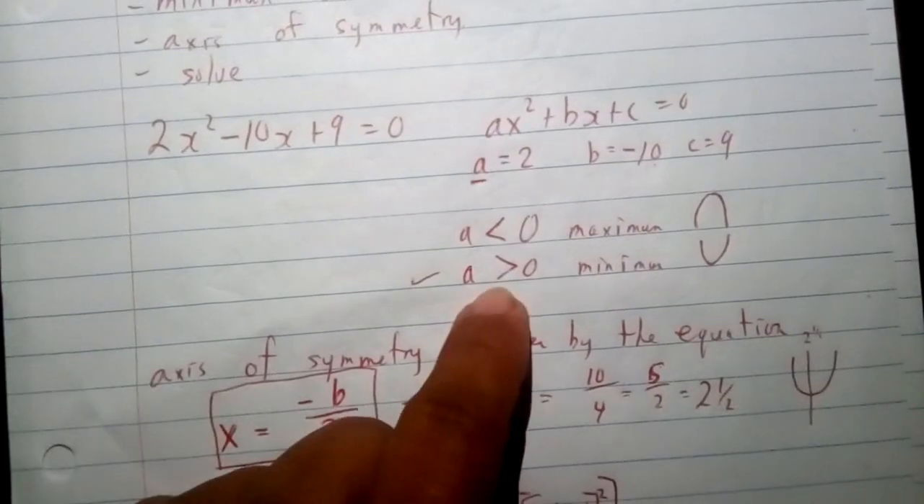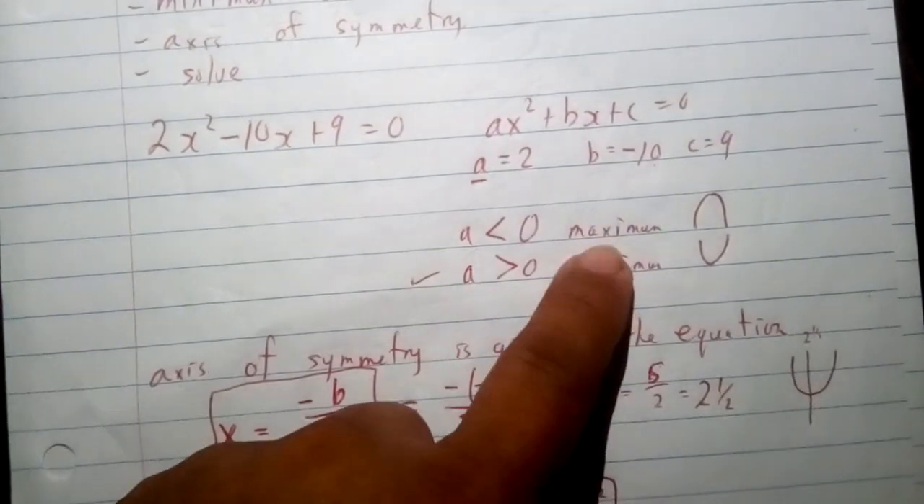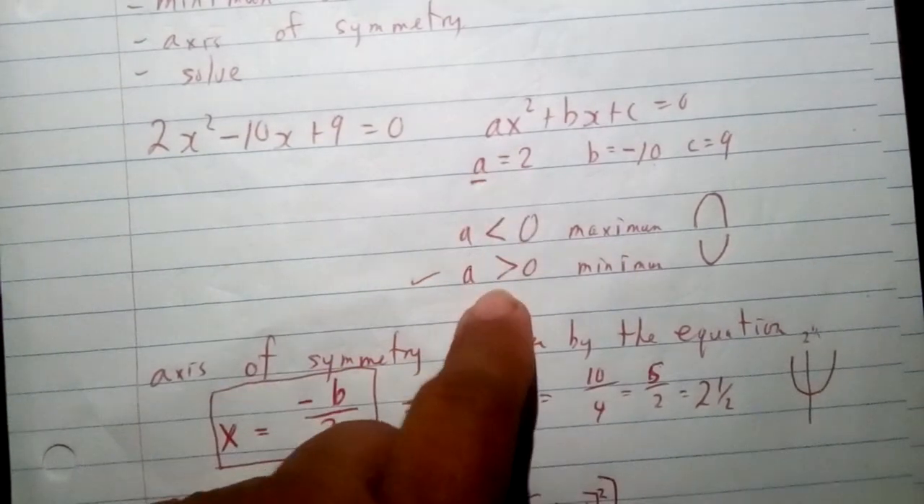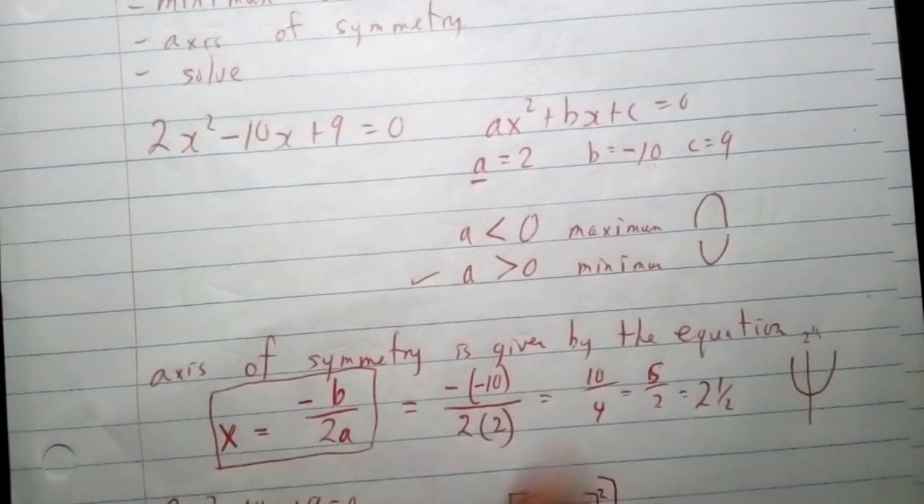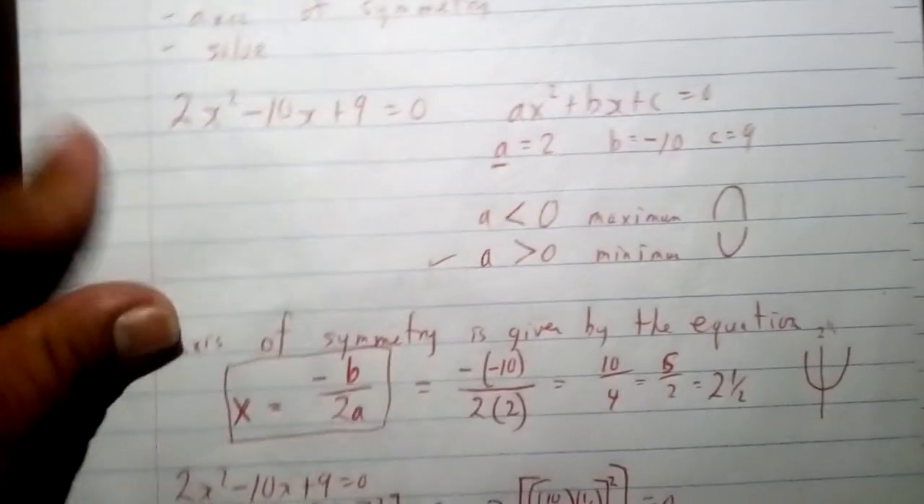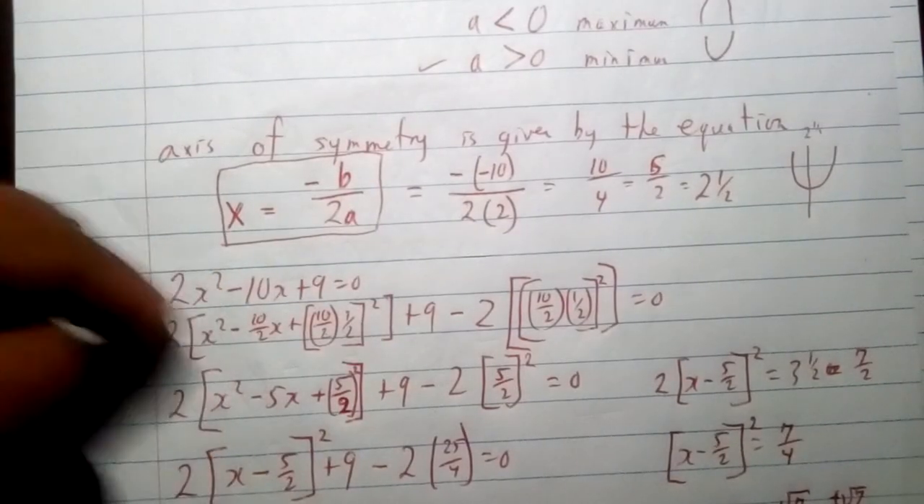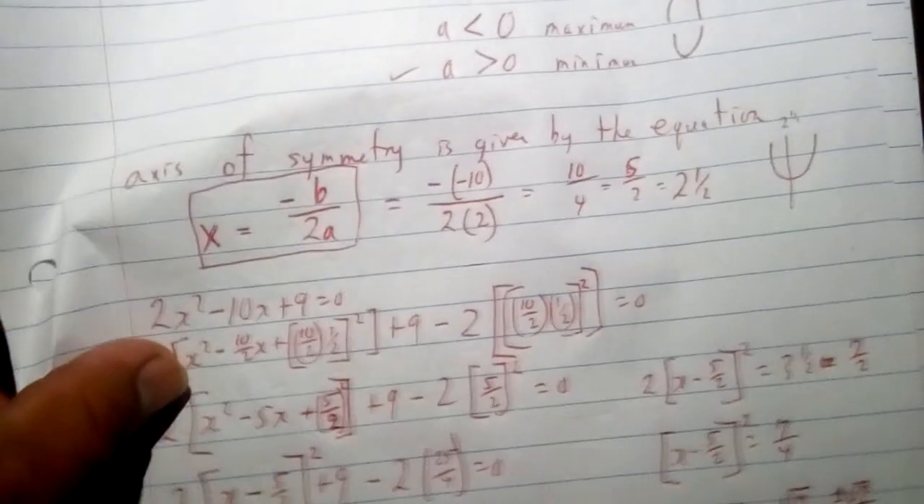Remember, if a is greater than 0, there will be a minimum turning point. If a is less than 0, there is a maximum turning point. The axis of symmetry is given by this equation. Then we can factorize the equation. Because this cannot be factorized, we complete the square to get it solved. All right.